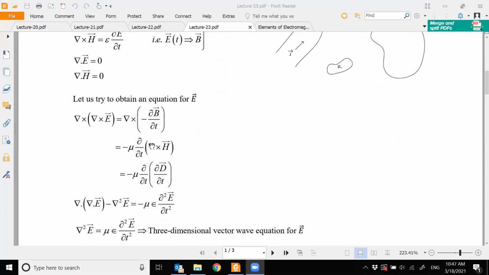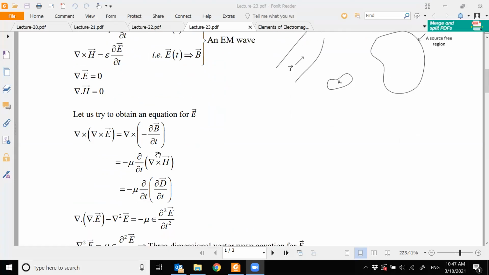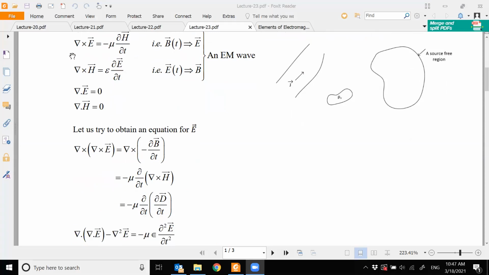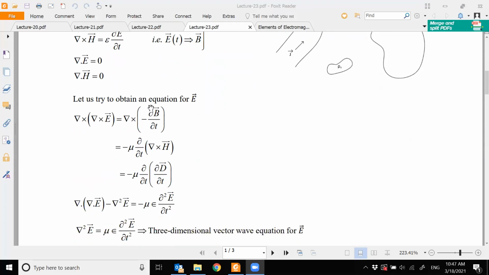And then what is your del cross H? Your del cross H, I'm substituting from the second Maxwell's equation. So del cross H is dou over dou T of epsilon E, that is, epsilon dou E over dou T. So that epsilon comes outside, and therefore you will get minus mu epsilon dou square E over dou T square. This is the right hand side.